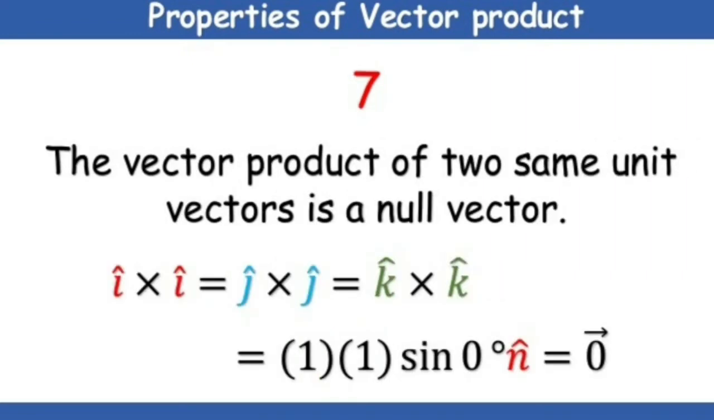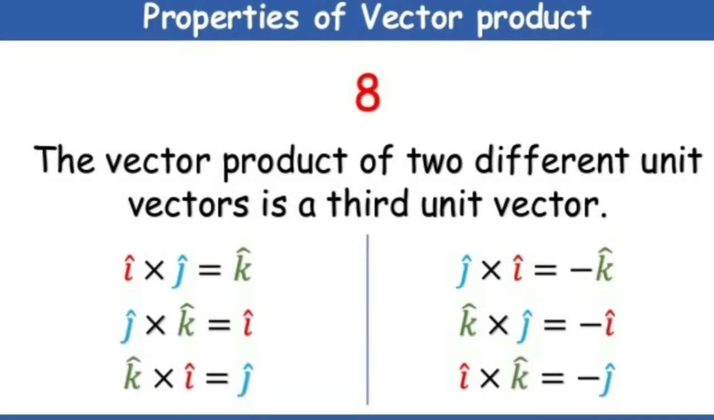Now coming to the next one, the vector product of two same unit vectors is a null vector. So here we start the discussion of the vector product of orthogonal unit vectors. We know the orthogonal unit vectors i, j, k, where i is the unit vector along the x-axis, j is the unit vector along the y-axis, and k is the unit vector along the z-axis. So we have i cross i, j cross j, k cross k. All those vector products will be equal to 0, because the vector product of a vector with itself is equal to 0.